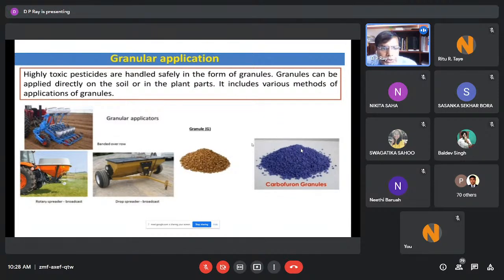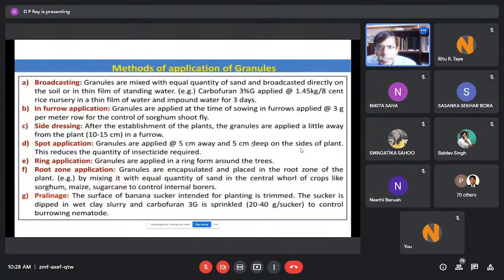It includes the various methods of applications. Granular application, here it is shown how different equipments are utilized for these things. We will be covering it later on in some other slides. And different granular application methods are like broadcasting. It may be the furrow application. It may be the side dressing. It may be the spot application, rim application, root zone application, and pralinage application.